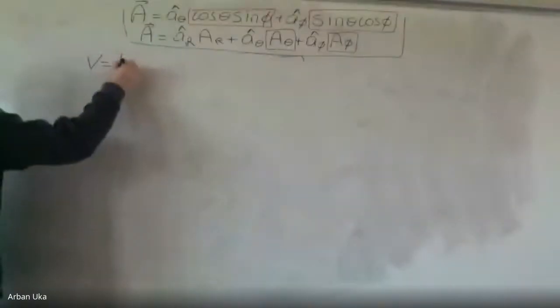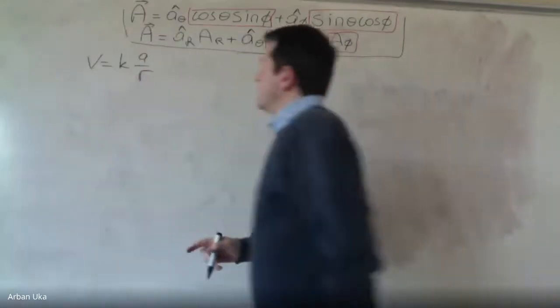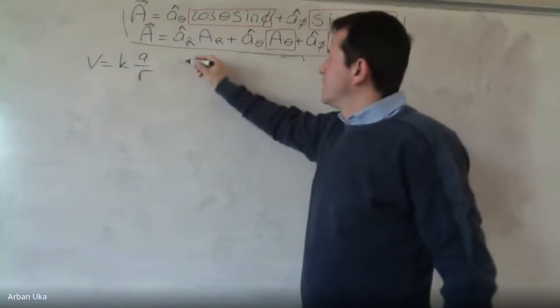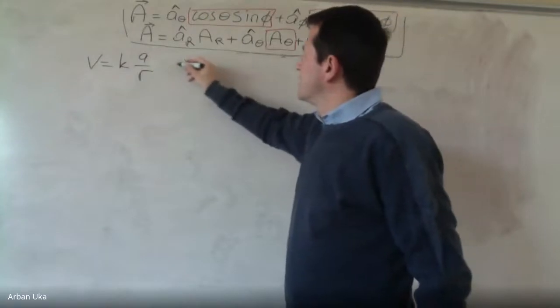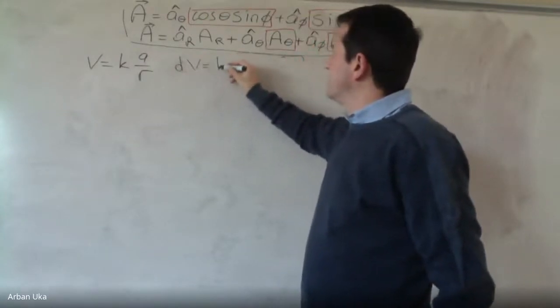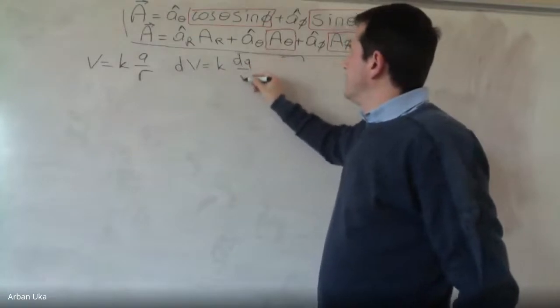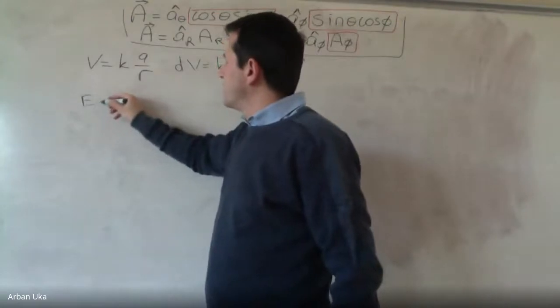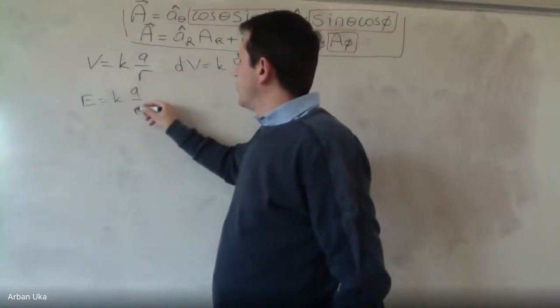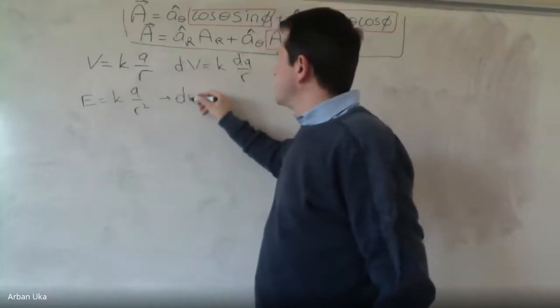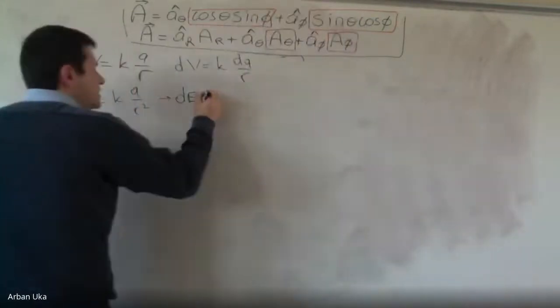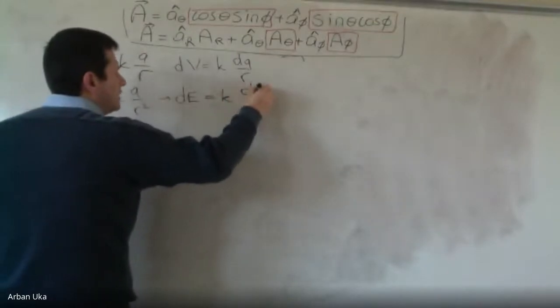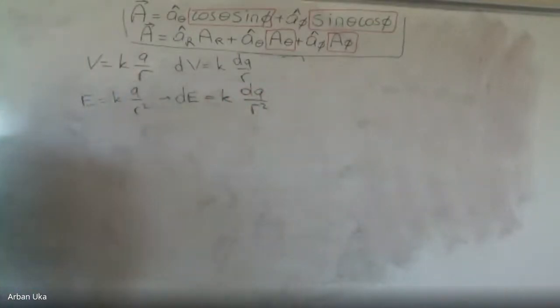V, the potential, is kq over r, okay? That's the potential, but this is for a point charge. Meanwhile, we can write the same thing for the infinitesimally small dV: it is equal to k dq over r. And the electric field for a point charge, I think we remember simply, is kq over r squared, and the infinitesimally small electric field for a charge distribution would be k dq over r squared. So this is how we modify these.